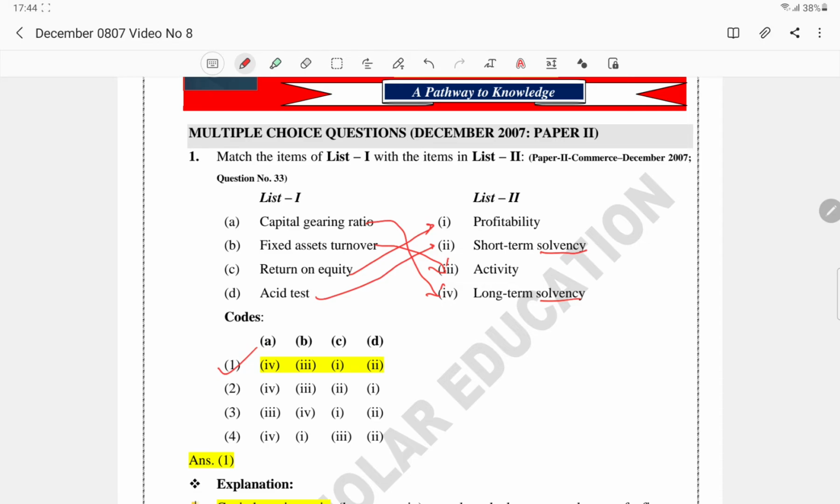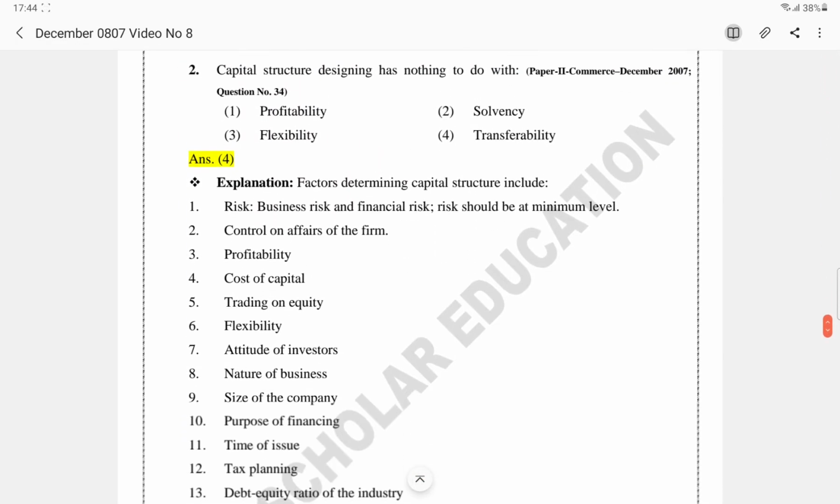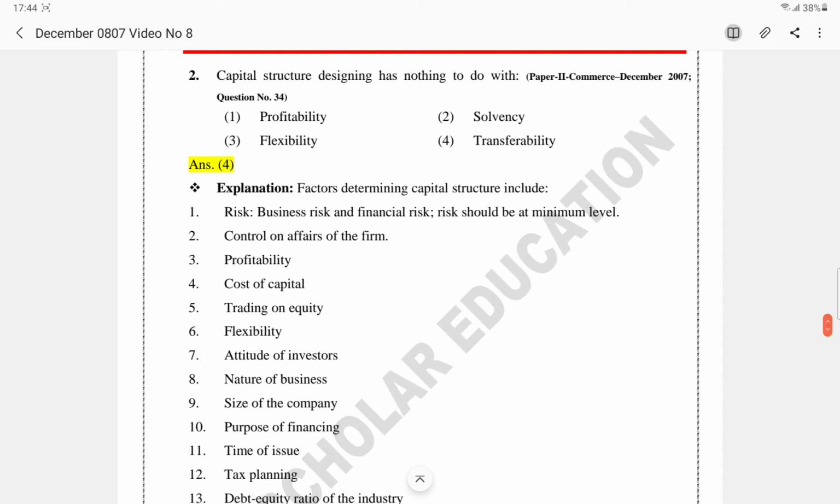Okay, so next question is: capital structure designing has nothing to do with.